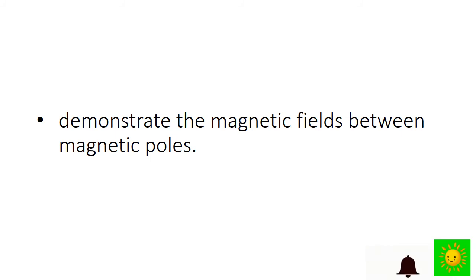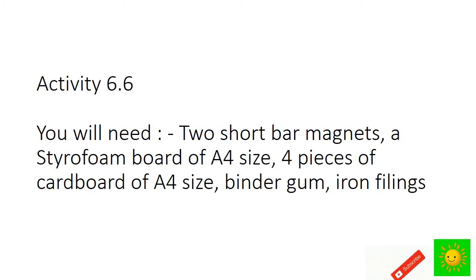Let's demonstrate the magnetic field between magnetic poles. You can do this simple activity to identify that. You will need 2 short bar magnets, a styrofoam board of A4 size, 4 pieces of cardboard of A4 size, binder gum, and iron filings.